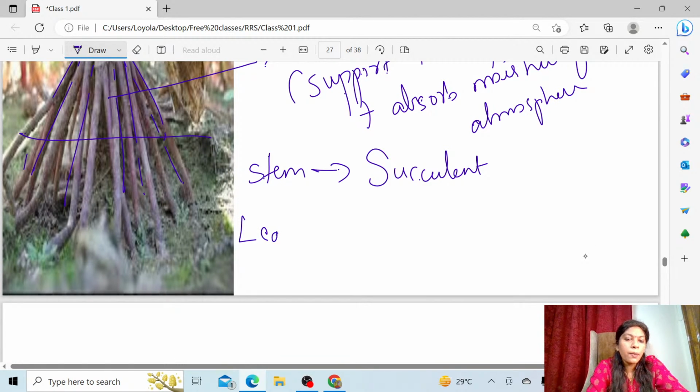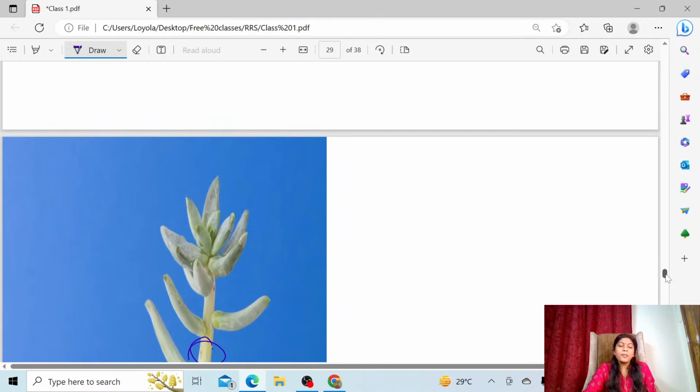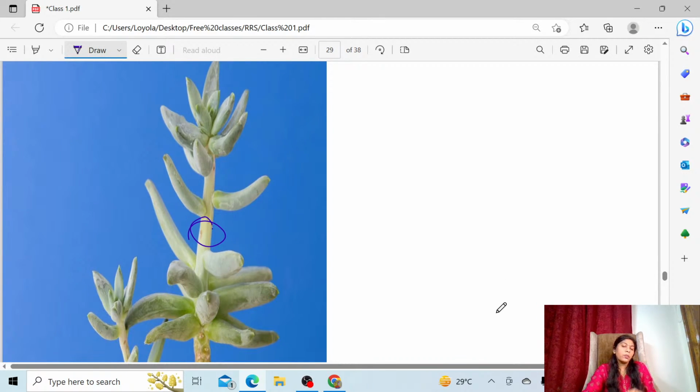Then leaves, if you see, the leaves will always be glossy. Why is it glossy? And it is thick to reduce transpiration. To reduce transpiration, they are like this. So these are some of the adaptations found in halophytes. In the same way, you see this, this is a xerophyte. Next, we are going to see only two types of plant adaptation along with insectivorous plants additionally.